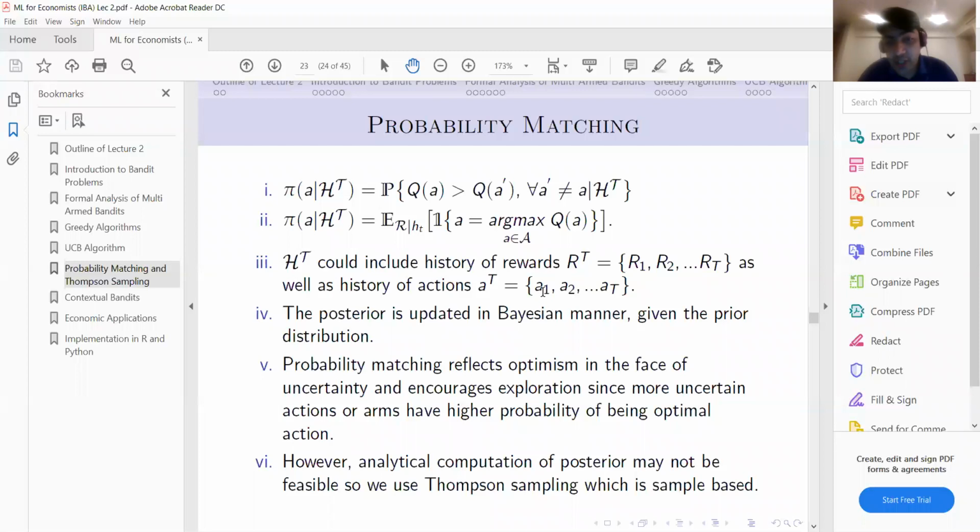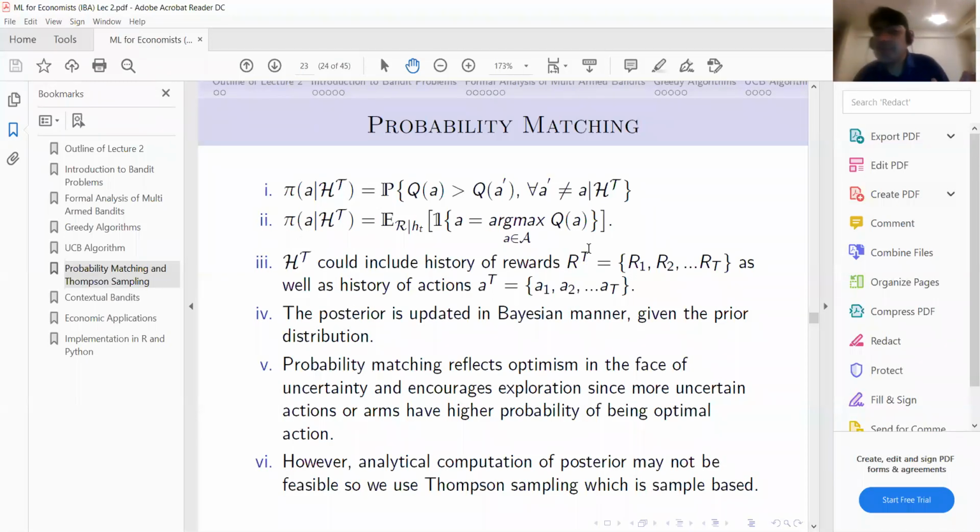So when I chose action A1, I observed reward R1. When I chose action A2, I observed reward R2, and so on. So I know both of these things. R to the power T means history of rewards. A to the power T means history of actions. Both of these things are part of this history. This includes the history of rewards as well as history of actions. And so basically probability matching takes a Bayesian approach.